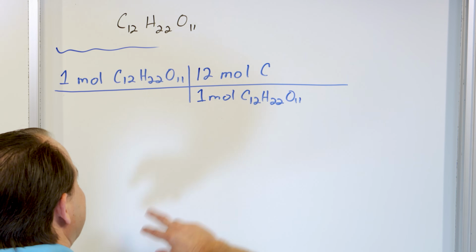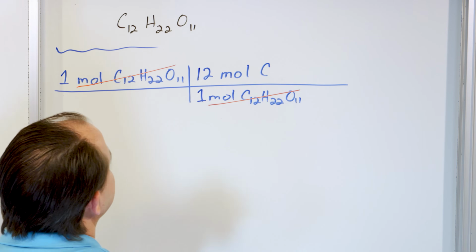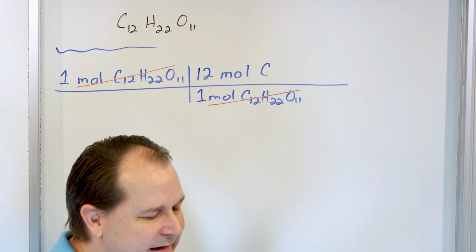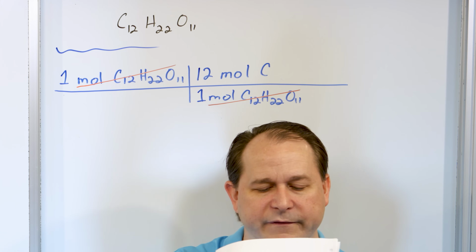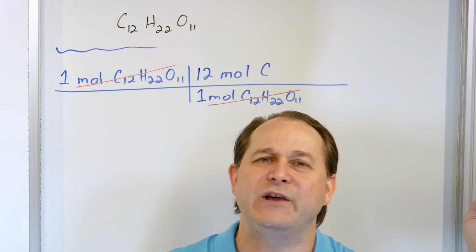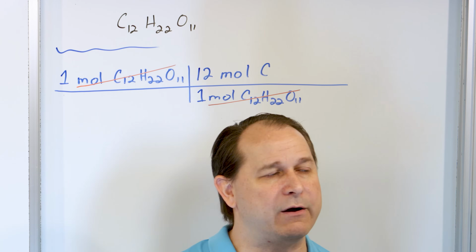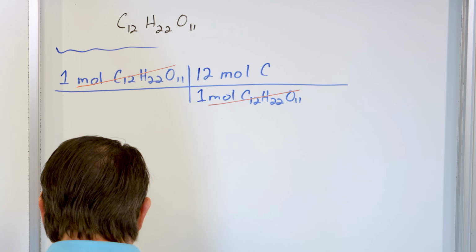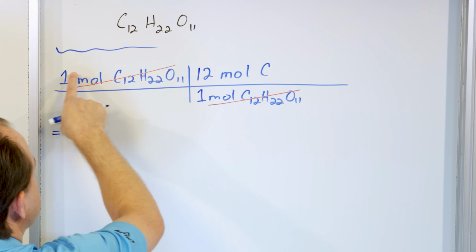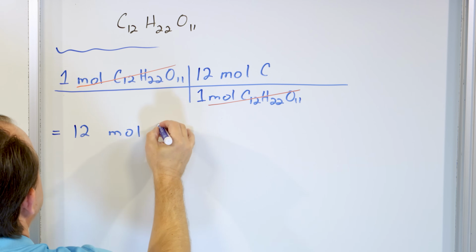And I arrange it like this, instead of upside down, because I can cancel moles of sucrose with moles of sucrose. The only unit I have left is moles of carbon. Is that what they're asking? How many moles of carbon in exactly so much sucrose? You arrange it so that the unit you have left is the only unit left. So that is the answer to the calculation. All you have to do is take the 1, multiply by 12, divide by 1, and so you get 12 moles of carbon.